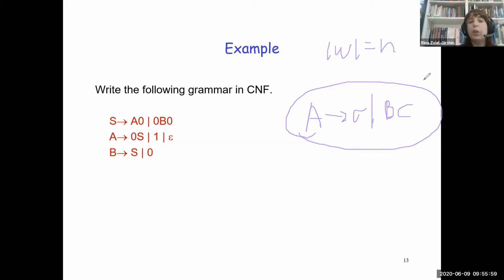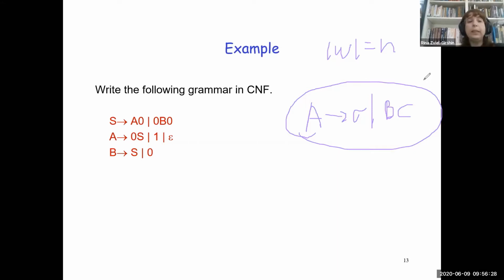And if I would like to know if the word belongs to the language, it will be comfortable for me to rewrite the grammar in Chomsky normal form and write a program that checks it, and that's it. So we will solve this question in several steps. We are given the grammar and we are asked to rewrite it in Chomsky normal form.